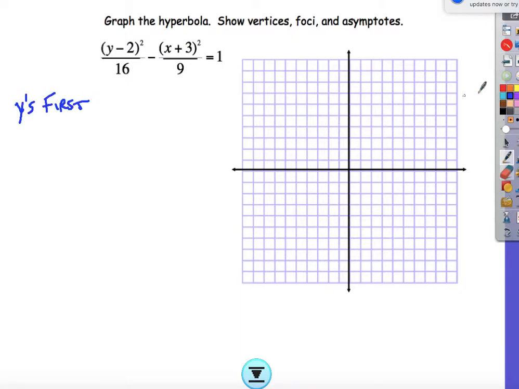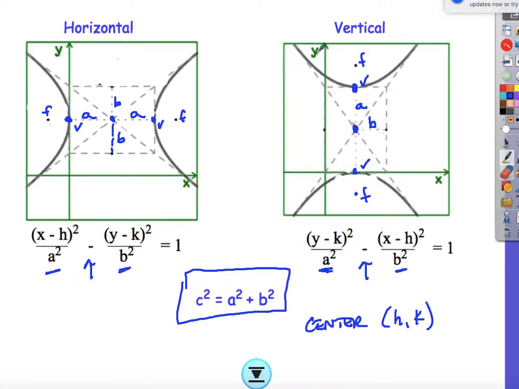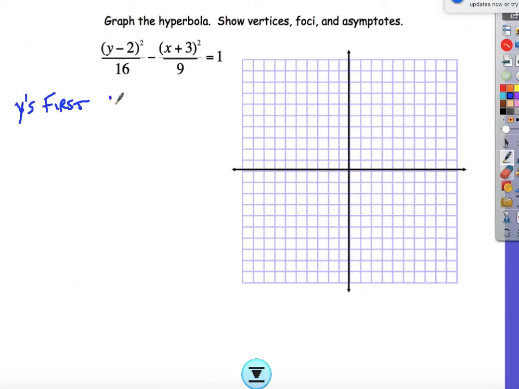So when the y's are first, like here, that means it's going to be vertically aligned. That's helpful to write down. A squared is always underneath the first fraction, and b squared is underneath the second fraction. Now, this time a squared won't necessarily be the biggest number, even though it is here. Not every hyperbola will work that way. So I have another example coming up. But in this case, it does happen to be the bigger value. So that would mean that A is 4 and that B is 3.